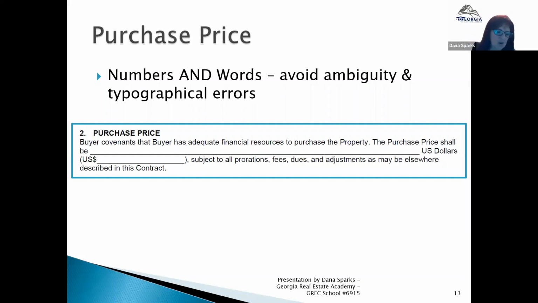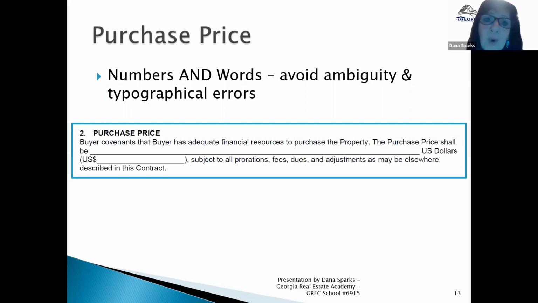Now, just a note on this. Nowadays, with how agents write contracts, there is a lot less of a chance for error because the majority of contracts and offers are now written electronically. You guys are doing these on a desktop computer, on a laptop, on a tablet, on a phone. You're doing them electronically.